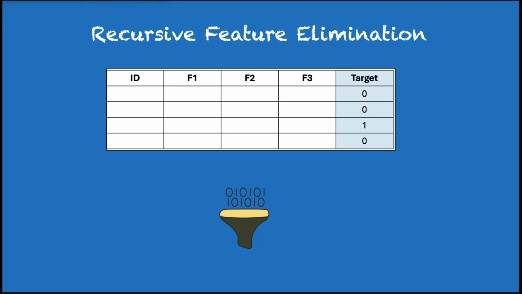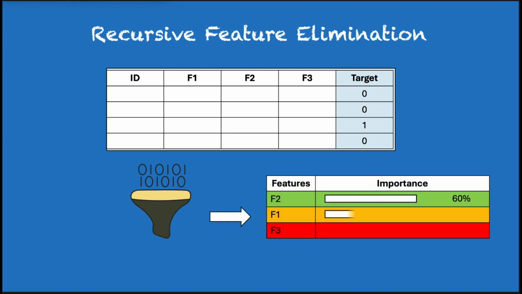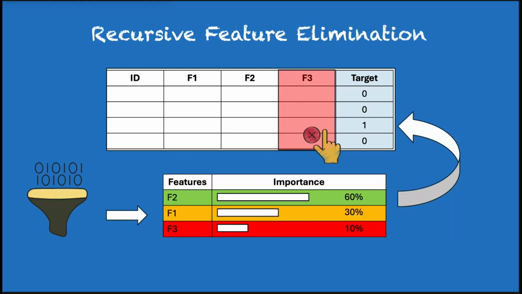RFE works by first training a machine learning algorithm, such as a decision tree or logistic regression, on the entire set of features to assess the importance of each feature. The model evaluates each feature's importance and creates a ranking. The feature with the least contribution to the target variable is identified. Once the least important feature is found, it's eliminated from the dataset.